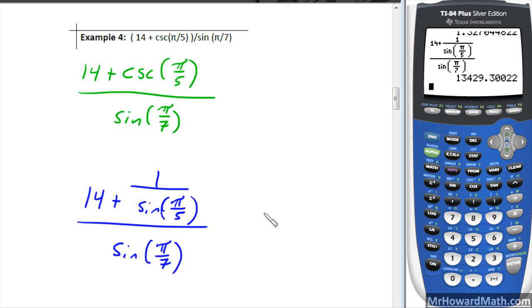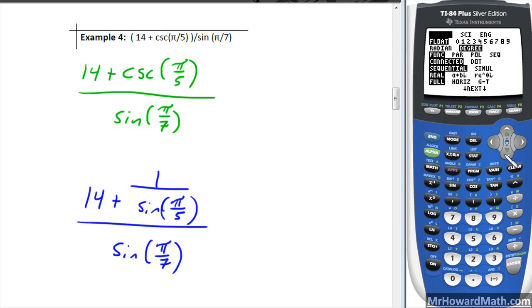So I did this on purpose. If you end with something like this, some really wild number that's really out of whack from anything else you've done, it probably means you're in the wrong mode. And notice these angle measures, pi over 5, pi over 7, are in radians, and we're in degree mode. So that's why we got that crazy answer there.